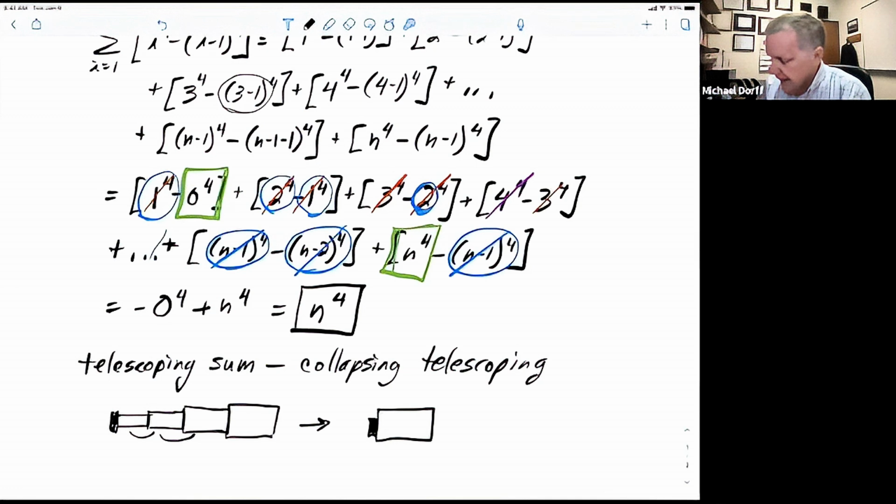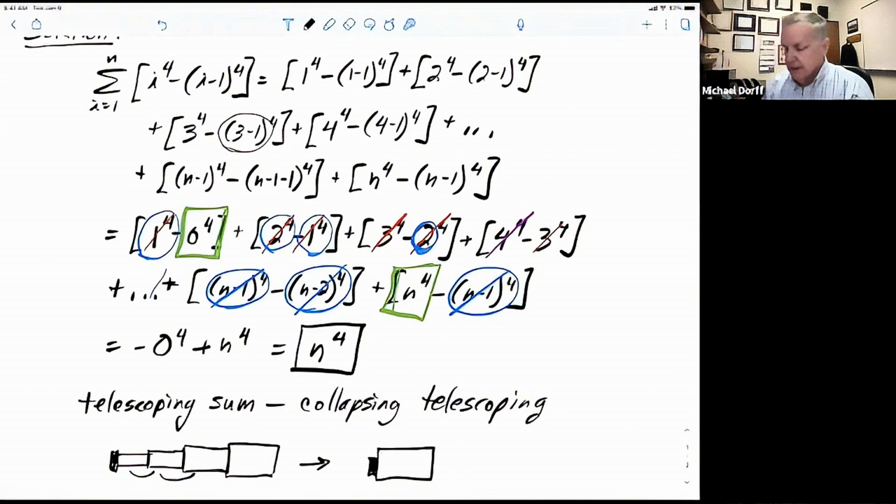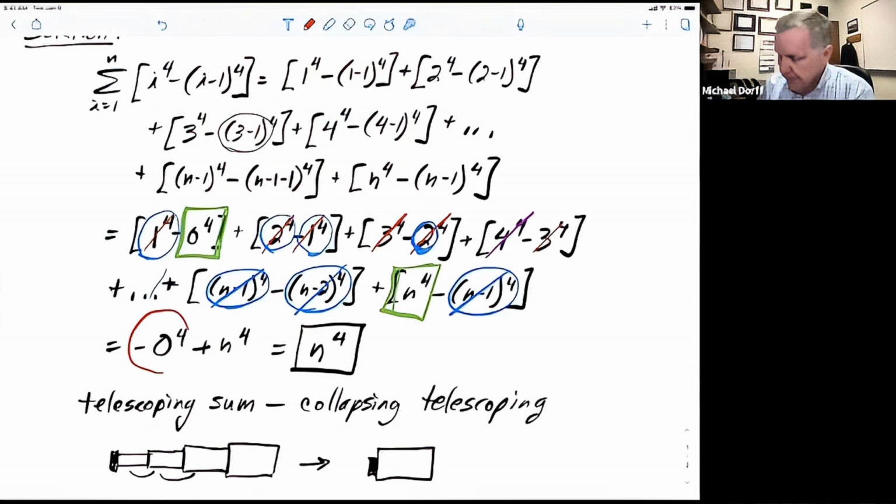And so what's happening here is all the middle terms are disappearing inside the other ones. So you only have the first and the last. And that's what's happening with these sums, right? What do we end up with in the sums? We end up with something in the first term and something in the last term, because everything else collapsed out by canceling. That's why these are called telescoping sums.